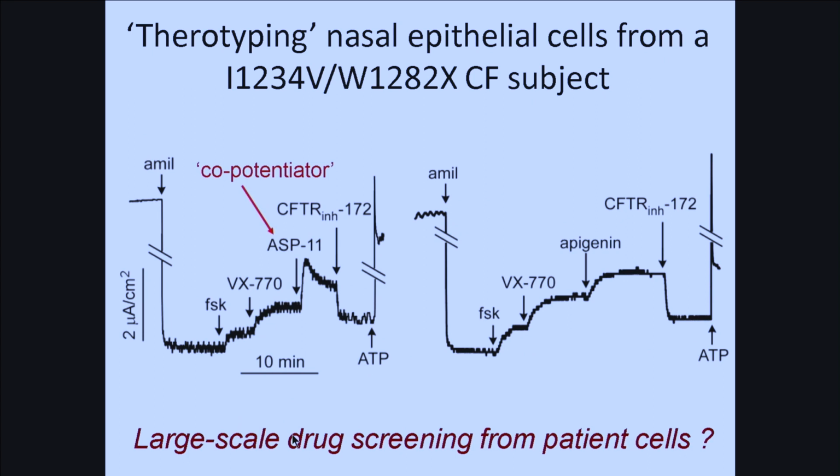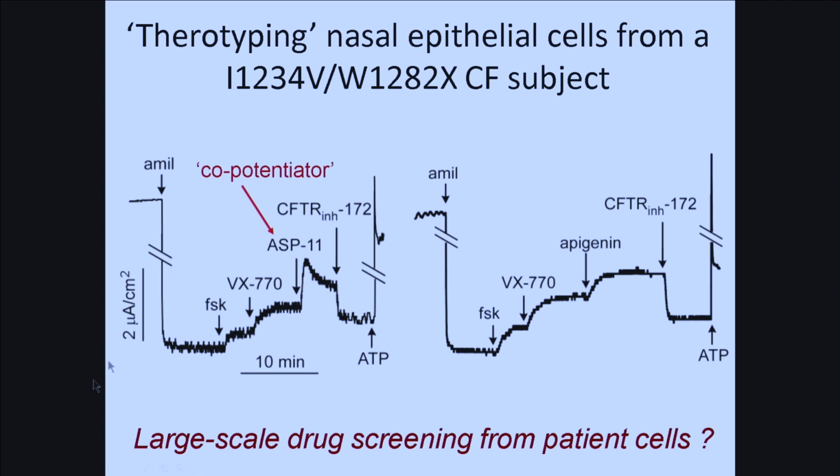So this is one example of theratyping. We have a local family that has 1282X together with a rare mutation, I1234V. We took nasal cells and tested therapeutics. We found first that correctors did not help. Correctors actually made things worse. Vertex 770 produced a small effect, and our compound, or apigenin, as a co-potentiator, further increased the level. Still not all that much, but at least showing the possibility of doing patient-specific theratyping.